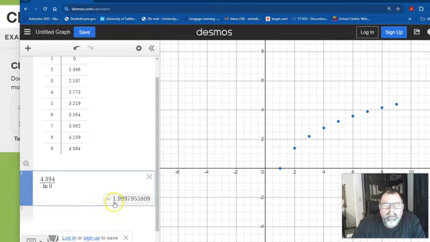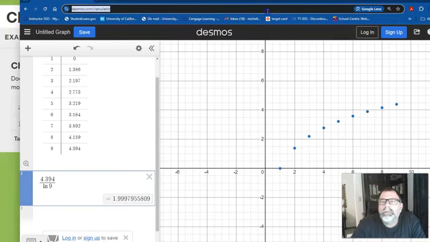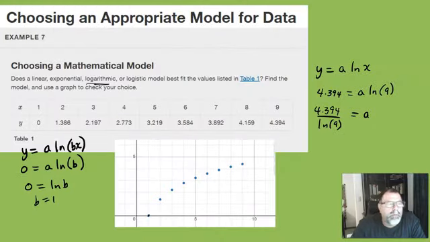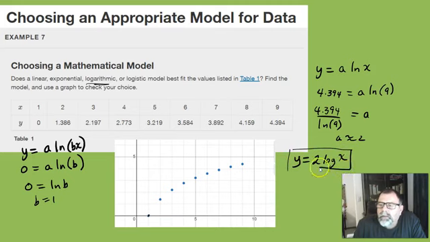Okay, so we get 1.9997. So we'll round it to 2. Close enough. So we're going to say that is about 2. So a is about 2. So now we have our formula: y equals 2 log, sorry, 2 log of x. And that will fit. And then let's check it.